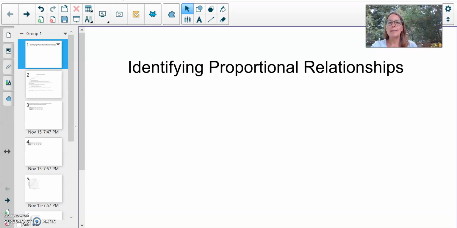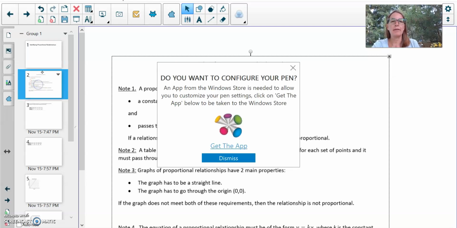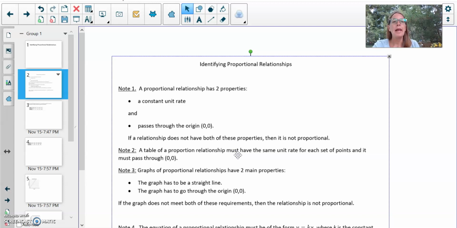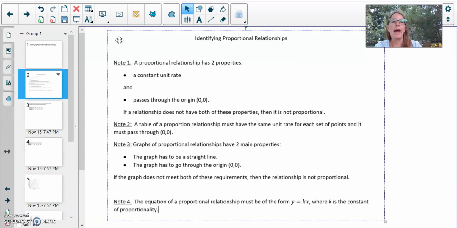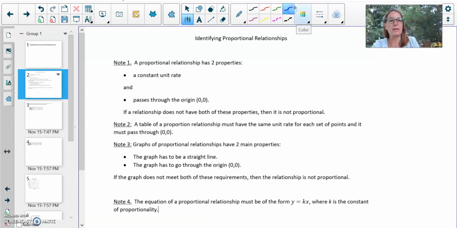Hi everyone, in this video we're going to look at how to identify proportional relationships. So a reminder, a proportional relationship has two properties. It has to have a constant unit rate and it has to pass through the origin 0, 0. If a relationship does not hold both of these properties, then it is not proportional. So these are the main things we have to make sure that it does.